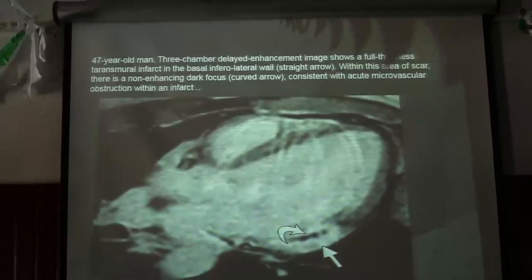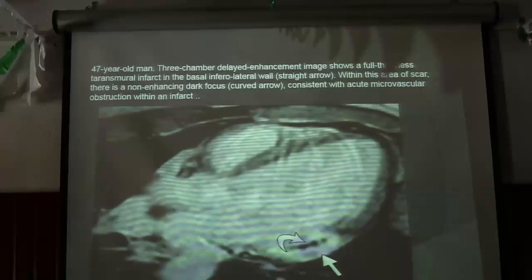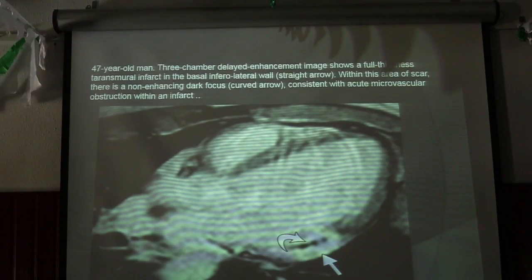Another patient, a 47-year-old man. This is a three-chamber delayed enhancement. The image shows transmural enhancement in this area, which is the inferolateral wall, with non-enhancing thrombotic material. Findings consistent with acute microvascular obstruction with infarct.